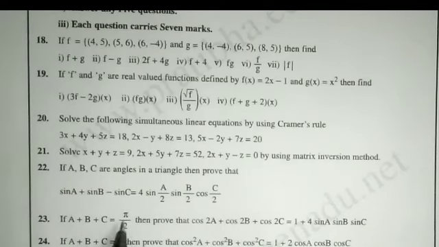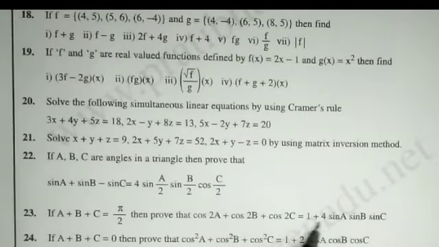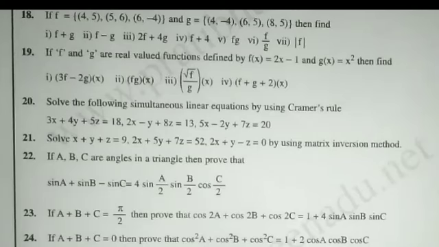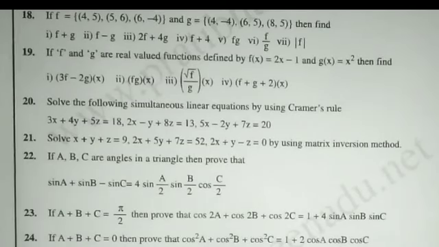Next one, if A plus B plus C is equal to pi by 2, then prove that cos 2A plus cos 2B plus cos 2C is equal to 1 plus 4 sin A sin B sin C. Next one, if A plus B plus C is equal to 0, then prove that cos square A plus cos square B plus cos square C is equals to 1 plus 2 cos A cos B cos C.